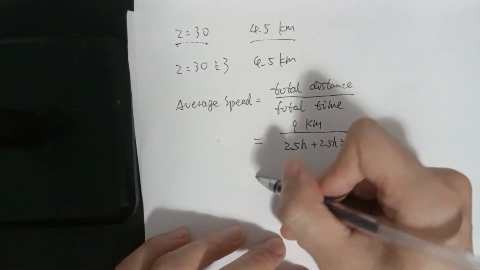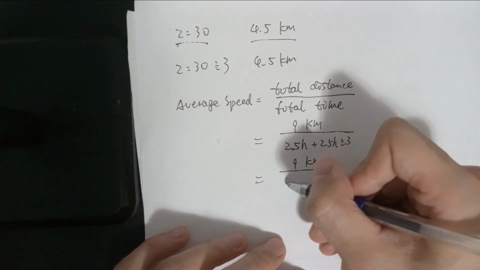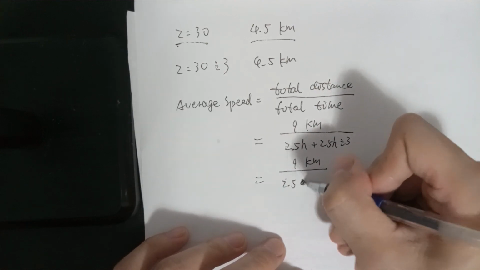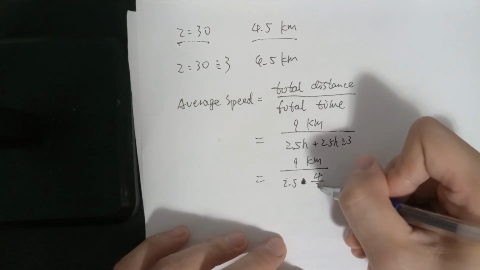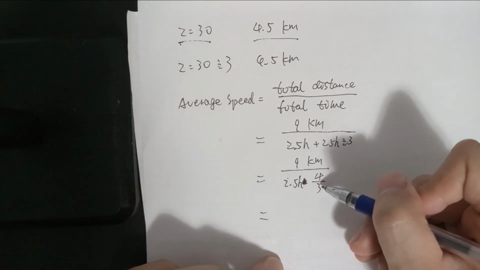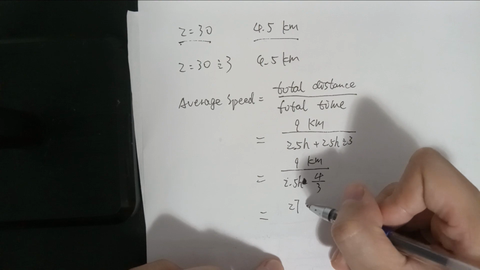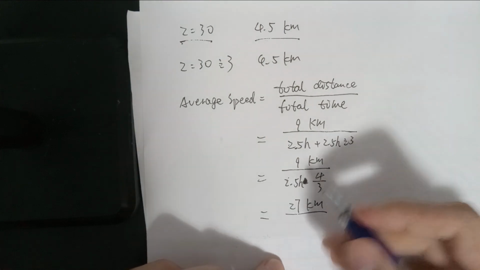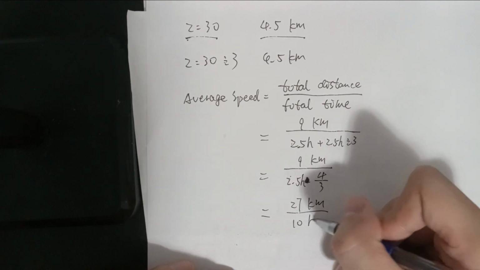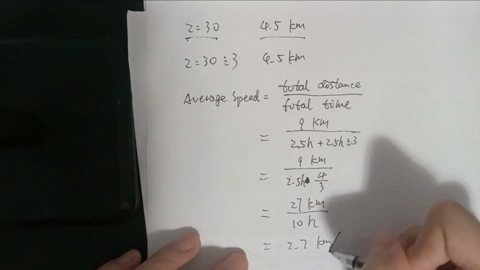Okay, and then let's do some calculation here. 9 km divided by 2.5 plus 1/3, so in total it is 4/3. Okay, that's it. So here's our upside down rule, so that 3 can go on top. It is 27 km on top, and below it is 2.5 times 4, which gives a nice number. It is 10 hours, and finally it is 2.7 km per hour.